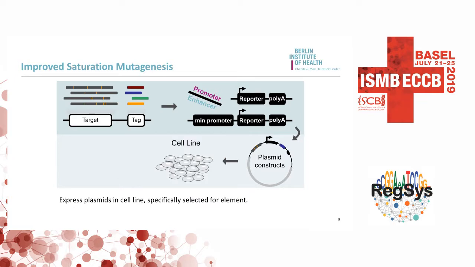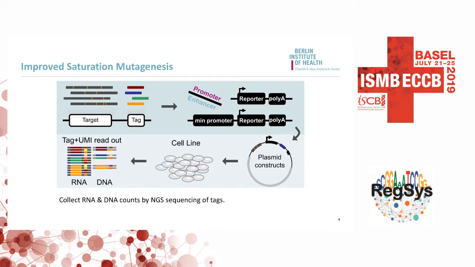Then we express them in cell lines, which we think are important for those elements. And finally, we extracted DNA and RNA from them. Basically, we are now just reading the counts of the tags, because they are associated with the variants. So finally, we have counts of DNA and RNA. It's basically how much RNA a given amount of DNA produces, so which variants produce which number of RNAs.